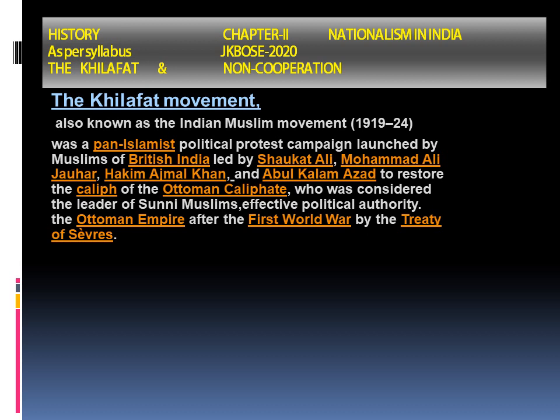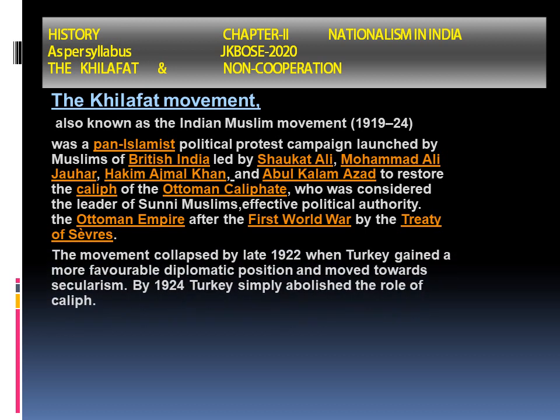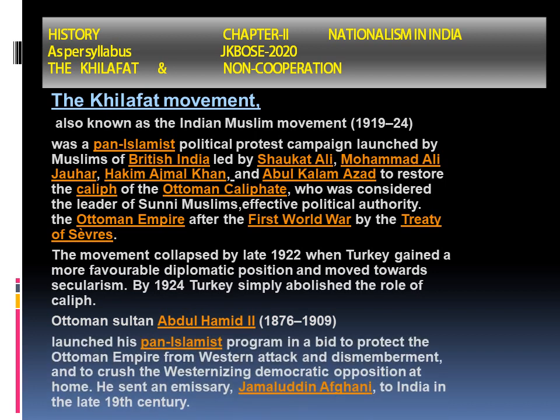The effective political authority of the Ottoman Empire after the First World War was abolished through the Treaty of Sevres. So the movement collapsed by late 1922. Turkey gained a favorable diplomatic position and moved towards secularism, and they adopted it in 1924. They simply abolished the role of caliph, because the major role was played by Mustafa Kemal Pasha, but the Ottoman Sultan Abdul Hamid II was still in favor of restoring the Ottoman Empire.